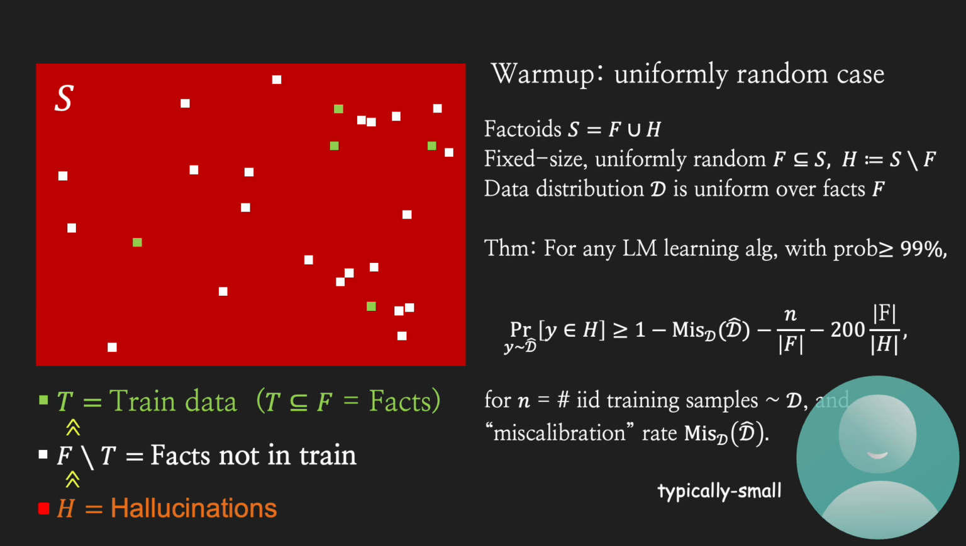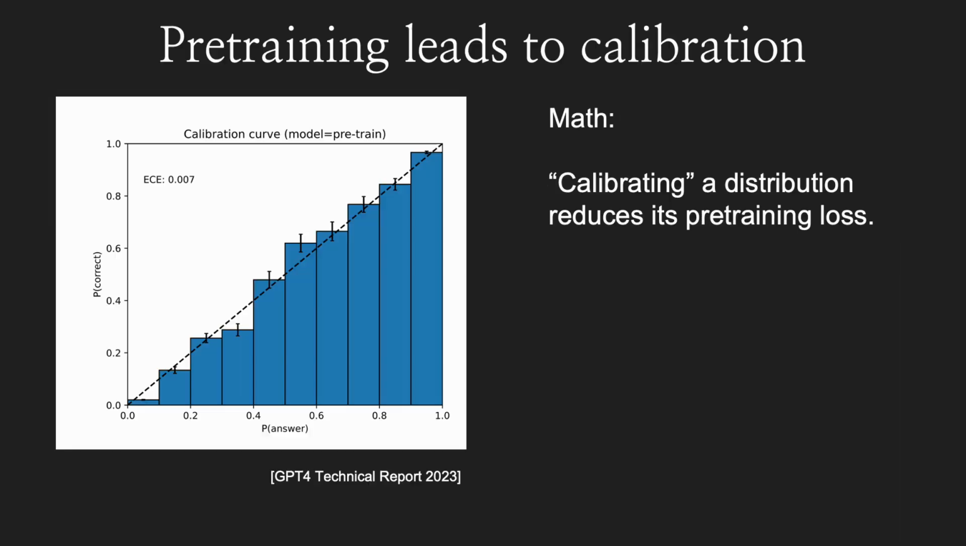And here again, the number of training data, N, is much smaller than the number of facts, so that first fraction is tiny. And the second fraction, even though there's a 200 in front of it, there's still an exponentially smaller set of facts than things which are not true, hallucinations. There are so many more dates that so many more random people could have died on than the ones mentioned here, and that's not even considering facts that can combine different things. So again, the miscalibration rate is typically small, and I'm not going to define it here.